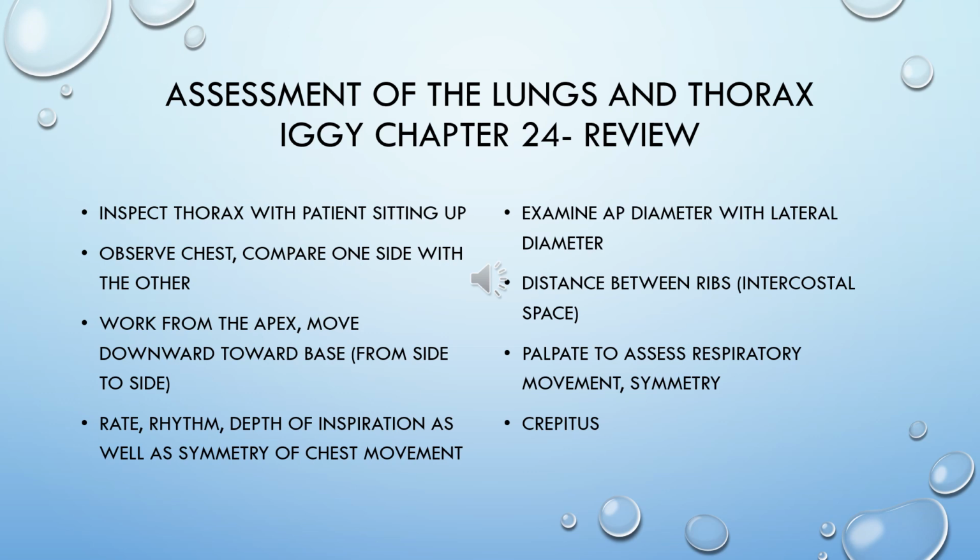Look at the distance between the ribs. In those intercostal spaces, it's important to assess those because if a patient is having difficulty breathing, you may see some retractions in those areas. They can be between the ribs, they can be up underneath the clavicle, or they can be right below the rib cage. You'll see them kind of sucking in, especially in children. That's something that we always like to assess, those intercostal spaces for retractions. And then you also are going to palpate to assess for respiratory movement by placing your hands.